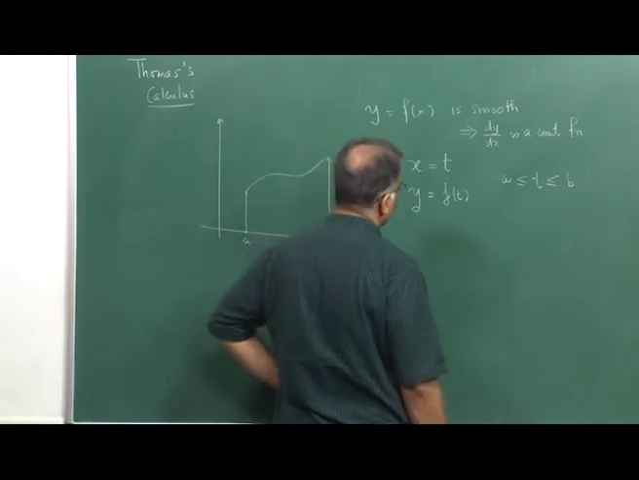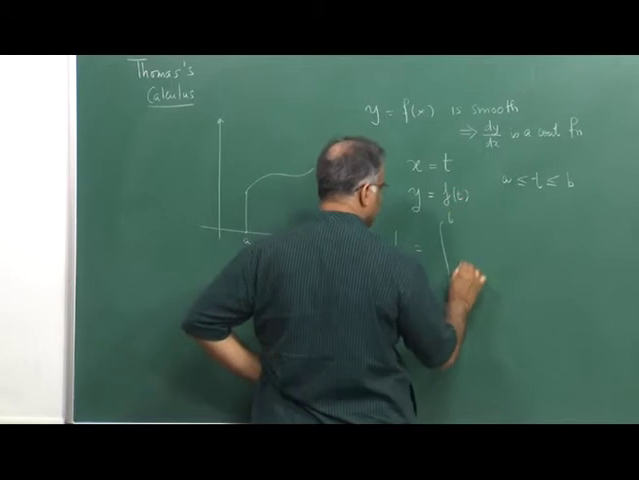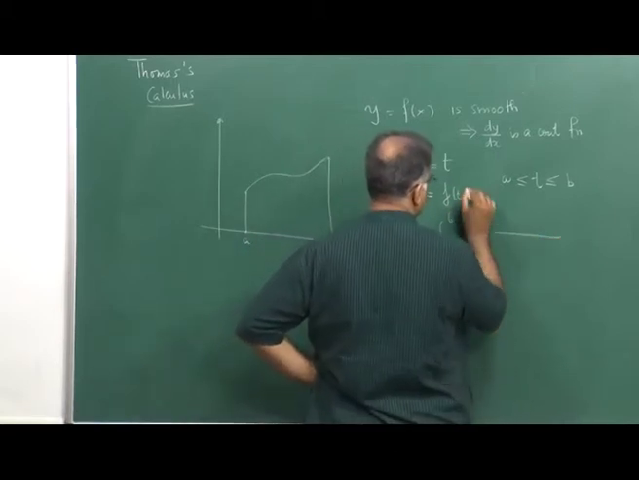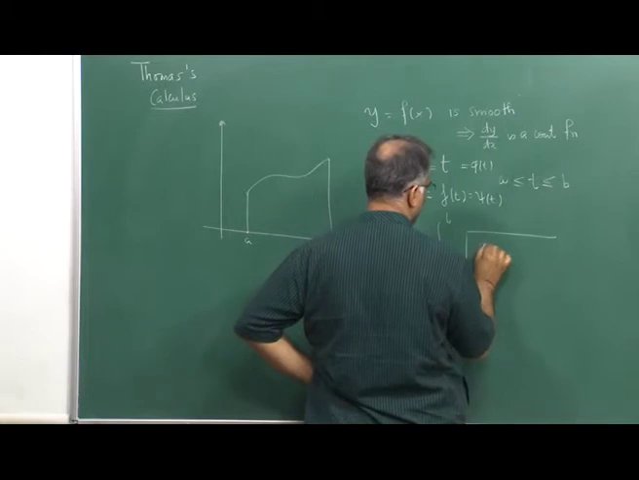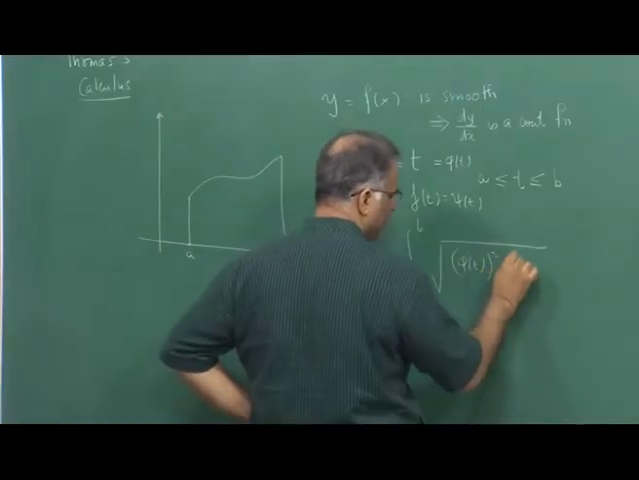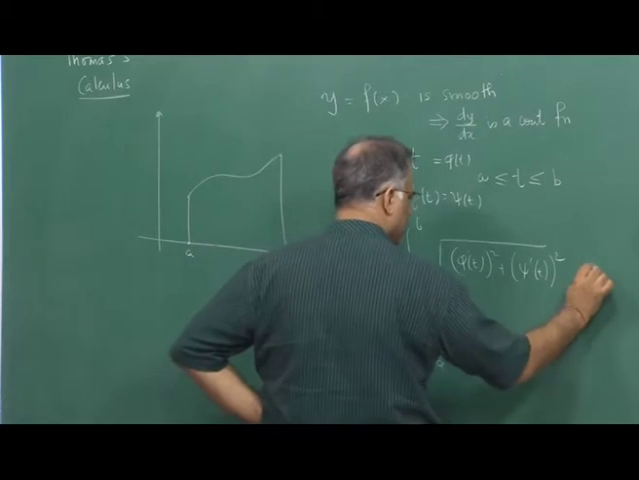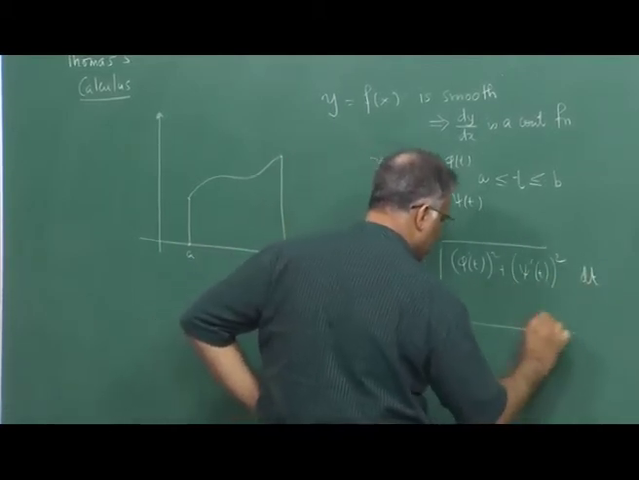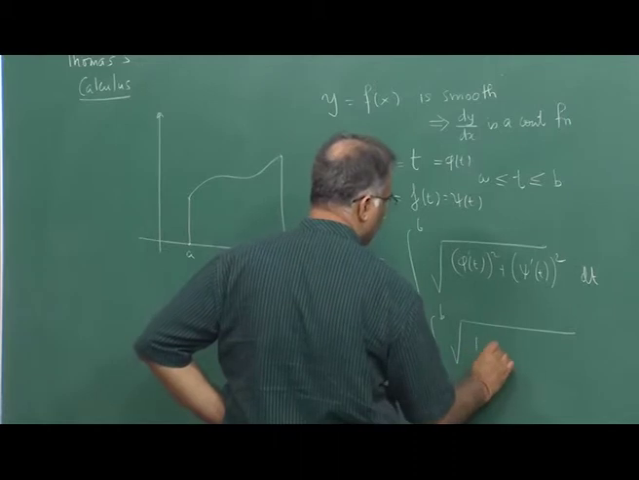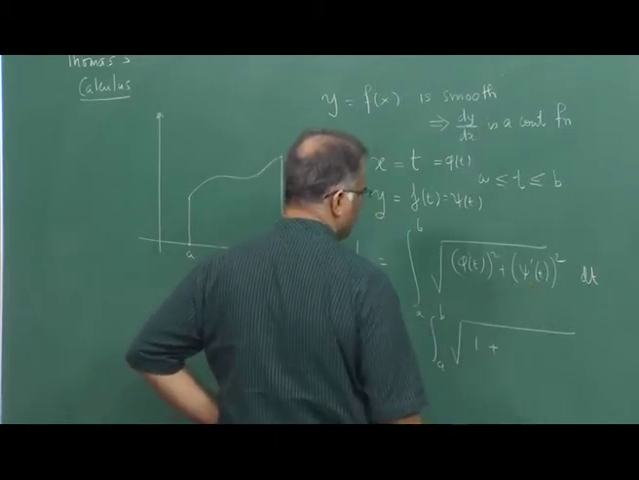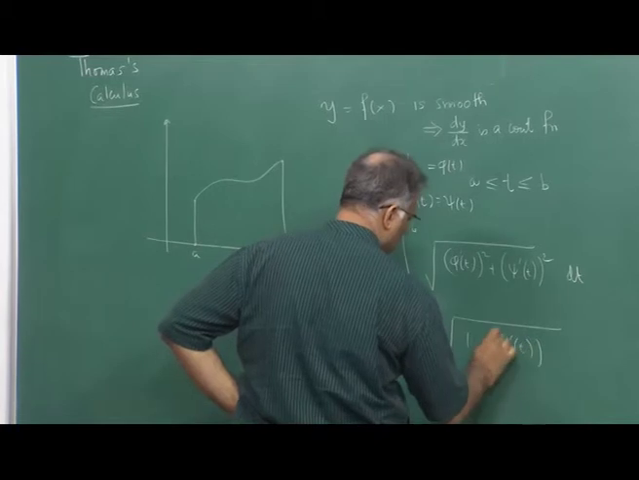The fact that we have now parameterized like this, my length is nothing but integral a to b root over. So, this is my say phi t and this is my psi t. So, I will have phi dash t whole square plus psi dash t whole square, then dt, a to b. Root over, what is phi dash t? Phi dash t is 1. What is psi dash t? Psi dash t is f dash t, whole square.